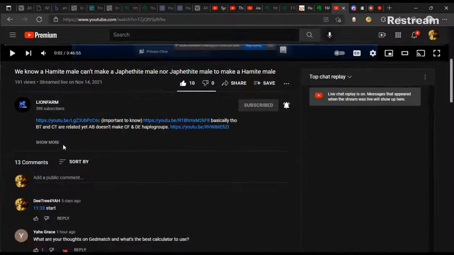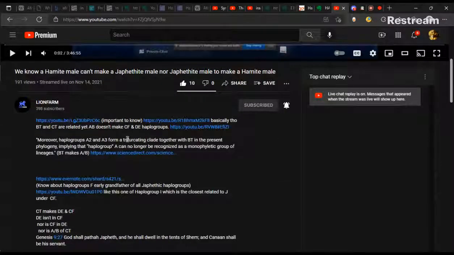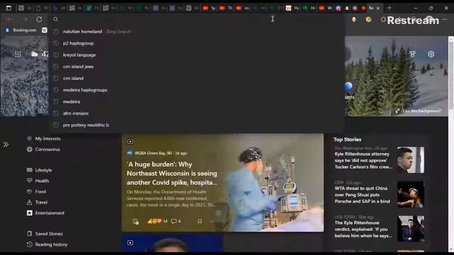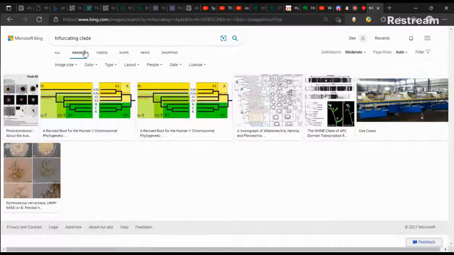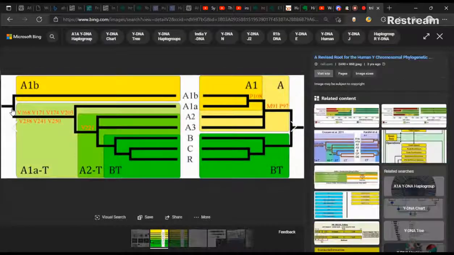But I'm going to show you something real fast. This right here is basically saying that they descend together. I'm just going to show you an example, just a quick example of what it is. It's a clade that basically descends and descends and descends, and it keeps descending down. That's what it's like, basically, as an ancestor.